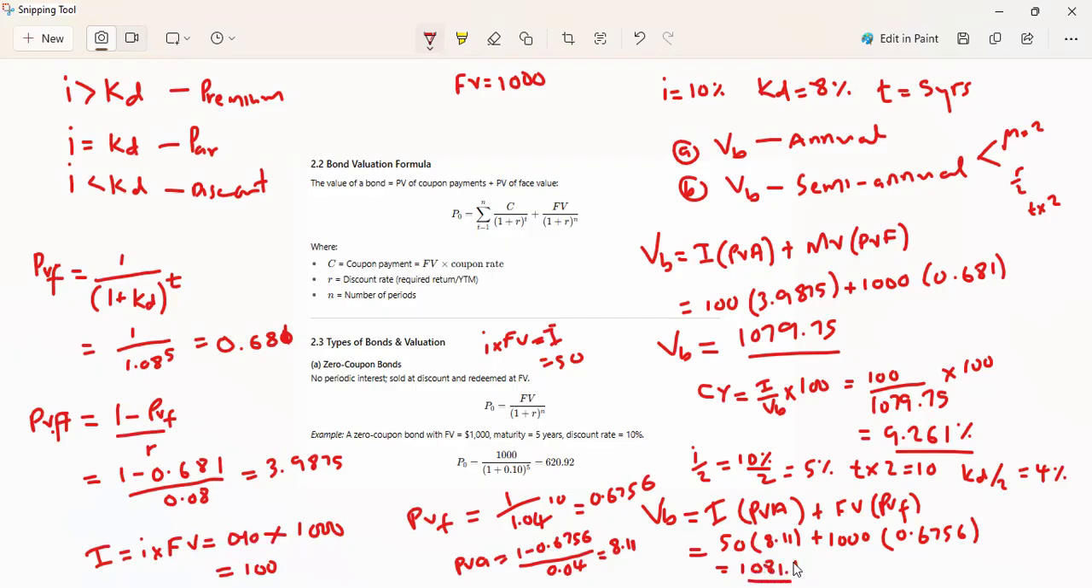Okay. So is this clear? Have you followed through how we have projected? Yes. Okay. And the current yield, what is the current yield? Current yield is simply the value over 50 times 100. So now I want you to just do this question.